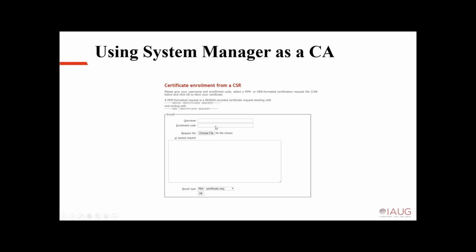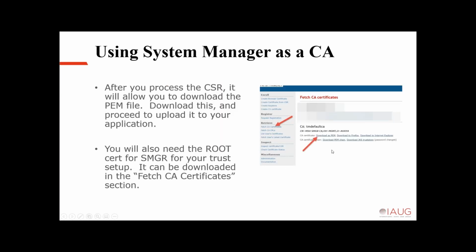Again, that username and password. So username, and then the enrollment code is going to be the password, and you can then upload that .csr file, or you can paste it in over here. You want to make sure that result type is going to be a PEM certificate only. Once you hit OK on there, it's going to give you a download of that final certificate that you're then going to be able to import into your application.